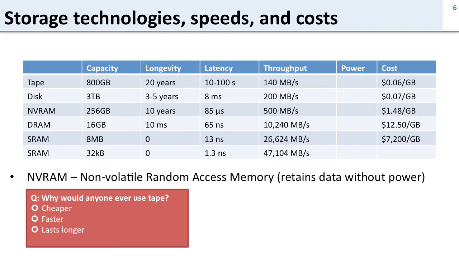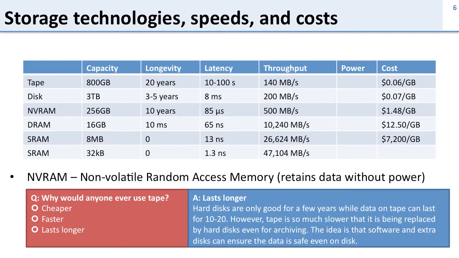So looking at this data, why would anyone ever use tape? Well, the answer is it lasts longer. Data on hard disks is only good for 3 to 5 years, and then you basically expect the hard disk to die. Tape can last 10 to 20 years, so it's used for archiving. Lots of companies are required to keep data records for a long time for legal reasons, and they use tape for archiving. However, disks are so much faster and just about as cheap, so there are lots of companies which are trying to use disks for archiving, and they use clever software and hardware solutions to try and make sure the data is good even for many years.